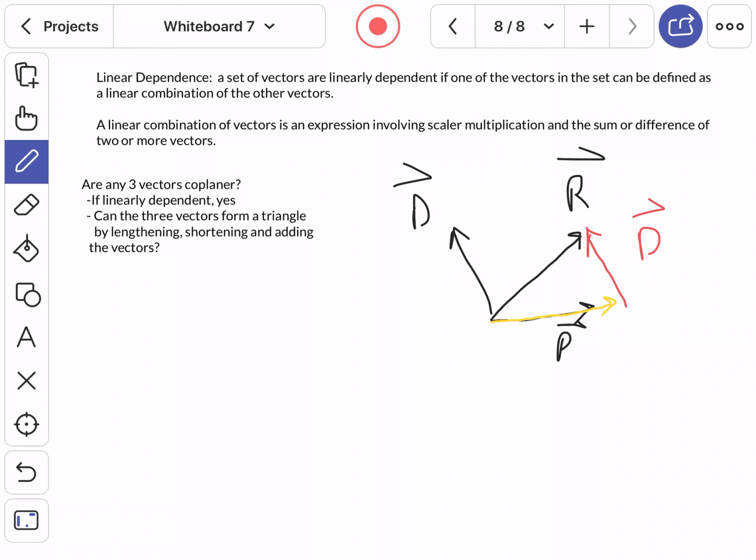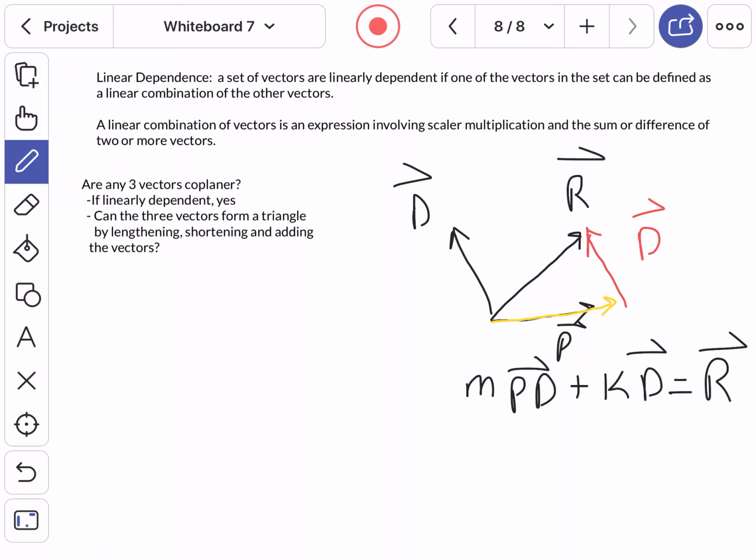So there's some value, maybe M, times vector P, so some scalar times a vector, and then plus some scalar times vector D, I'll say KD, such that it equals R. Does that kind of make sense? Maybe it does.